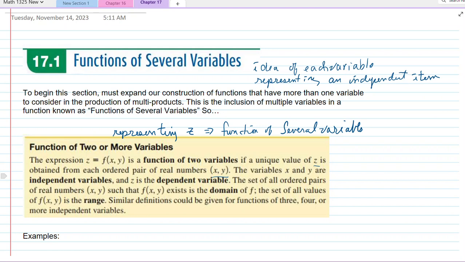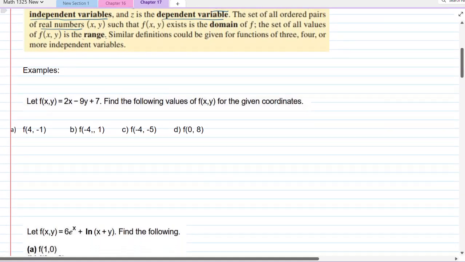The variables x and y are independent variables, I mentioned that, and z is the dependent, the outcome of those variables. The set of ordered pairs are all real numbers, can be decimals, fractions, whole numbers, negative, positive, such that f of x, y exists in the domain of f. The set of all values for the function is the range. In other words, anything we input as x, y gives us the f of that x, y. So we're going to start easy, of course.